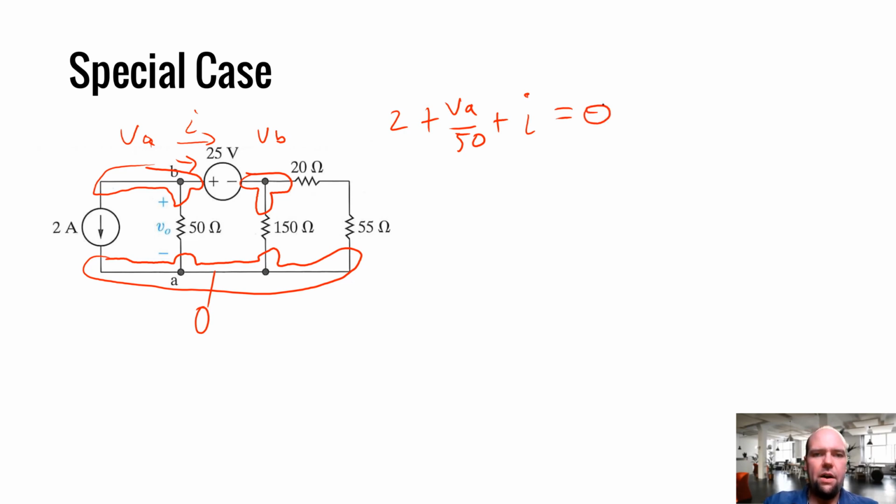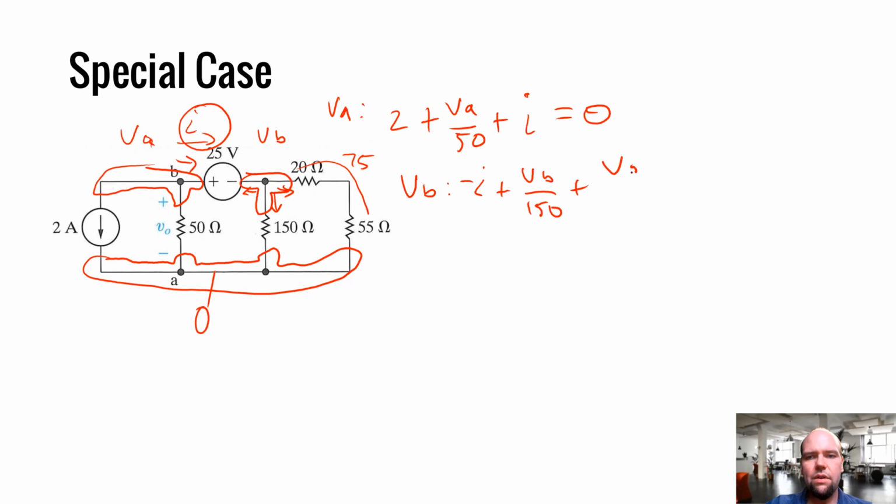Okay, so now at node VB, so this one was at VA, now at VB. Now immediately we have this same issue with the current to the left. Well, the good thing is we'd already labeled this current I flowing in this direction. So the current flowing in the other direction now is just going to be negative I. And then the current flowing down is going to be VB minus 0 divided by 150. And then the current flowing to the right, we could combine these into a 75 just to make our life easy. And that's going to be VB minus 0 divided by 75.